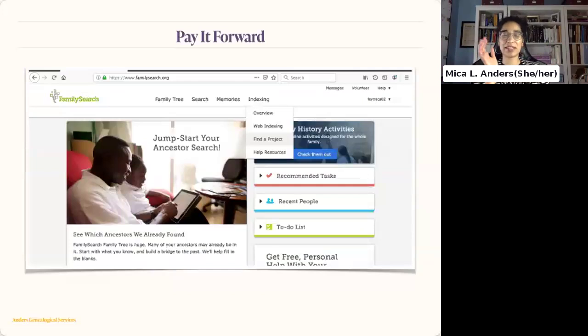Another way to help, and this goes into a bigger picture, is indexing. Indexing, transcribing. FamilySearch is doing it, Smithsonian is doing it, tons of people. The Missouri State Archives is doing it, the state of Missouri. They're doing different transcription projects. A lot of this is crowdsourced. A lot of us have benefited from volunteers, right?